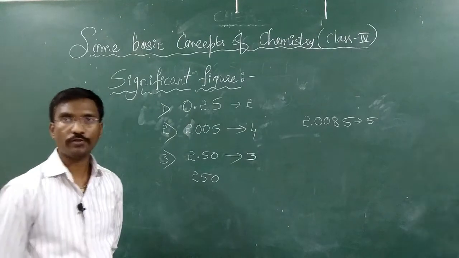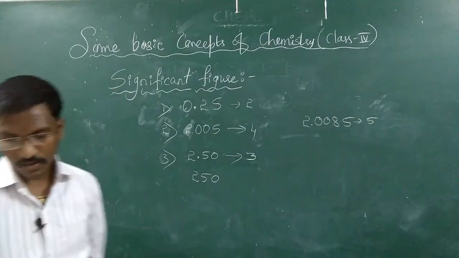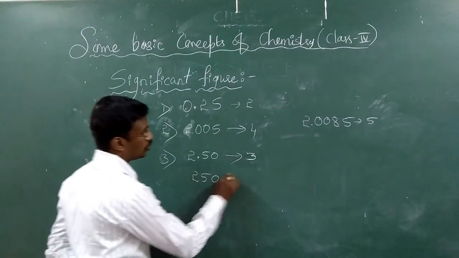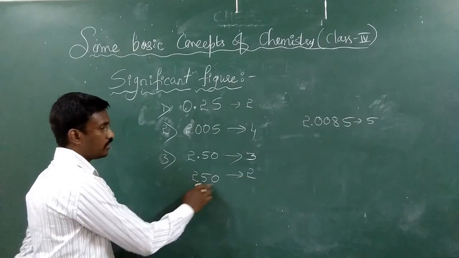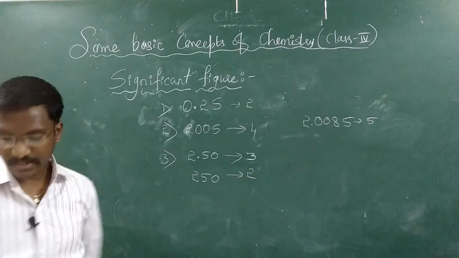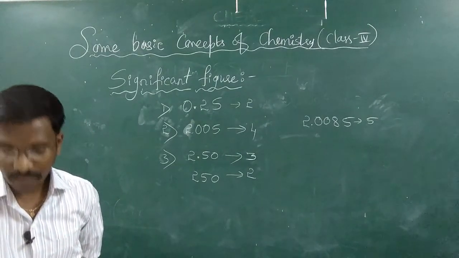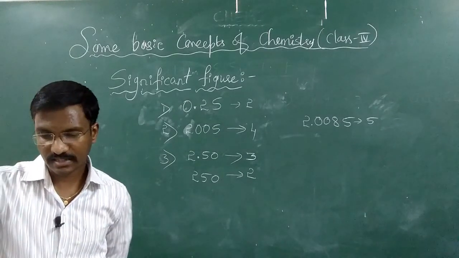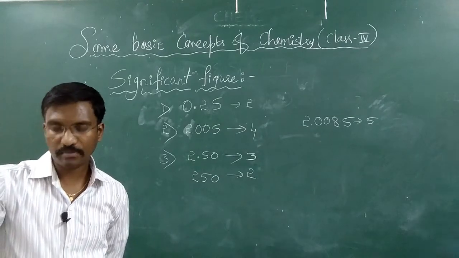If it is 250 without a decimal point, this time we are not considering the zero as significant. The total significant figures are only 1, 2. The 2 and 5 are significant. We are eliminating the zeros at the right side if there is no decimal point. If the decimal point is present, then only we consider that zero. Are you getting my point?